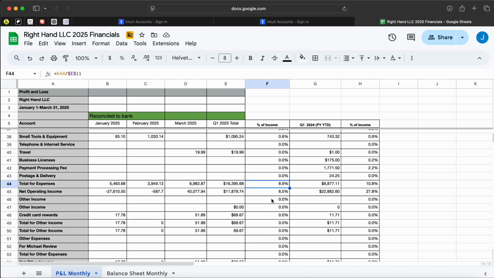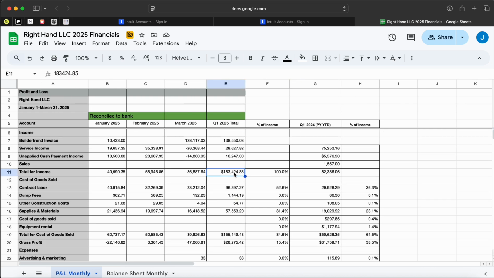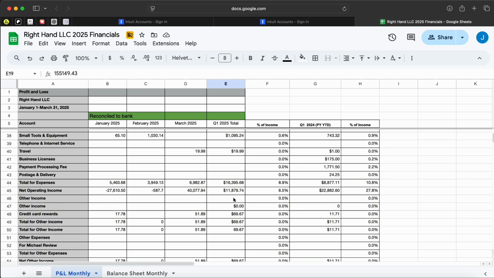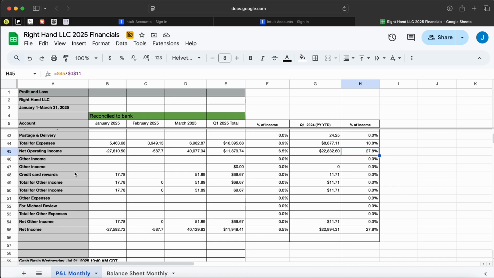Overall, your net operating income, so that's your total income minus cost of goods sold minus your total expenses, equals $11,800 for 2025 versus 22,882 for 2024. Again, comparing those, you've got a 6.5% operating income versus your sales versus 27.8% of income in 2024. Below that, you've got other income and other expenses.